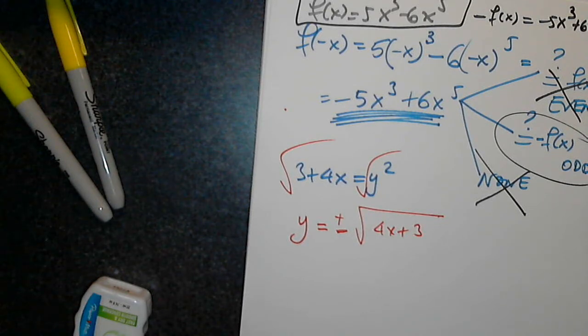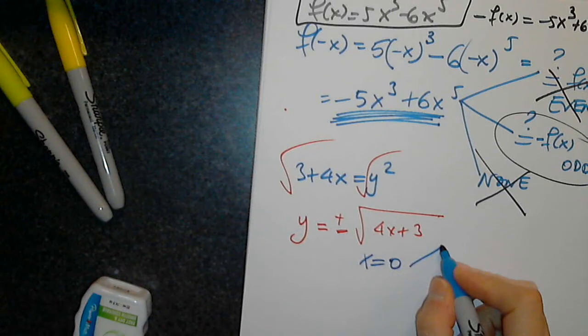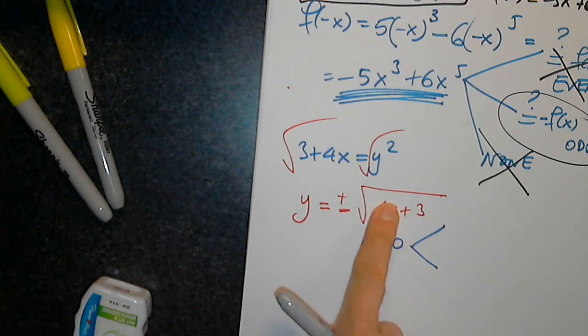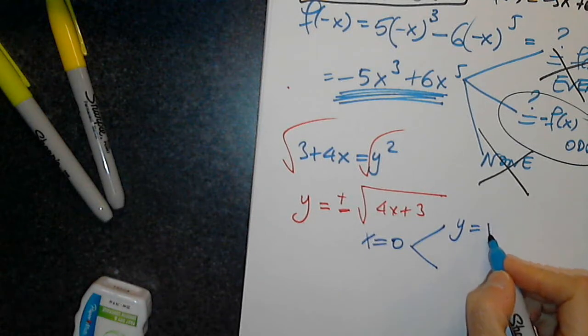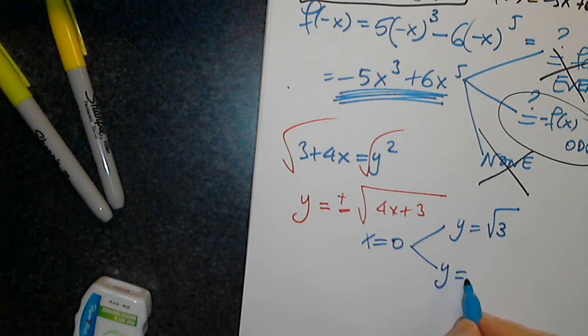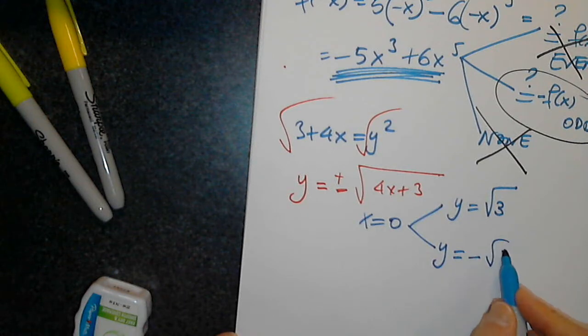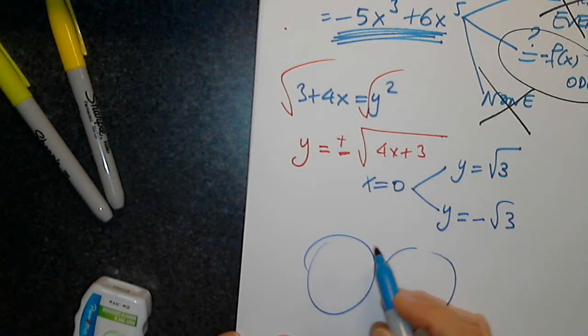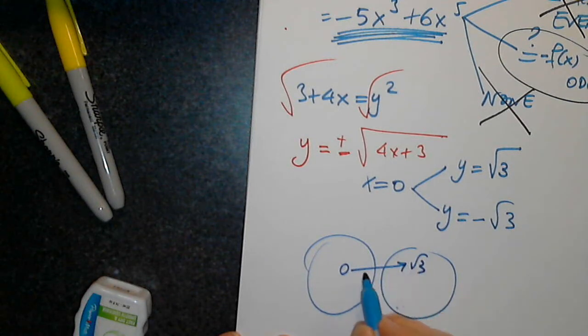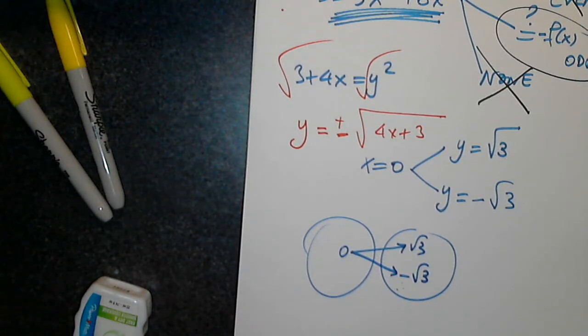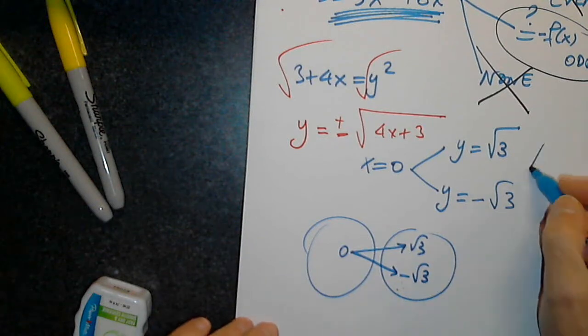So what do we conclude? Is this a function? It's not a function. And I will say this. For x equals 0, how many y values do we get? I get y equals positive the square root of 3, and I also get y equals negative the square root of 3. And if you remember with the bubbles, 0 goes to the square root of 3, and 0 goes to negative the square root of 3. So what do I conclude then? Does this equation represent a function or a relation? Relation. Not a function.